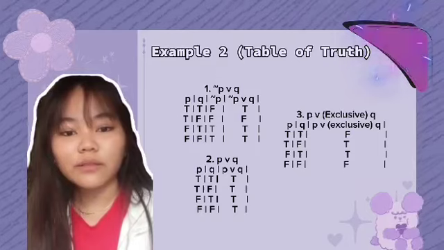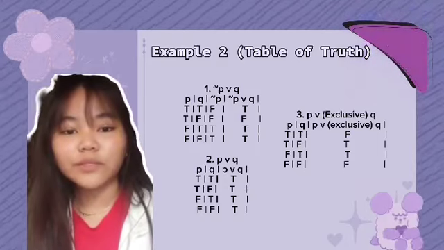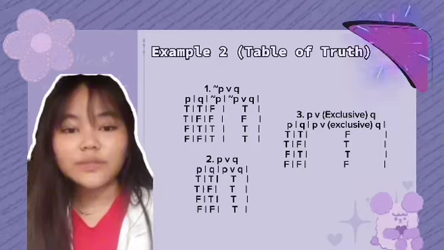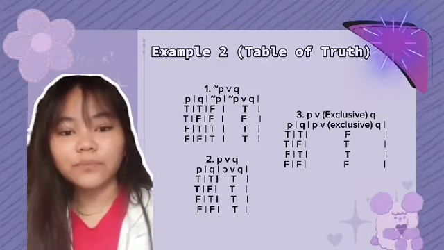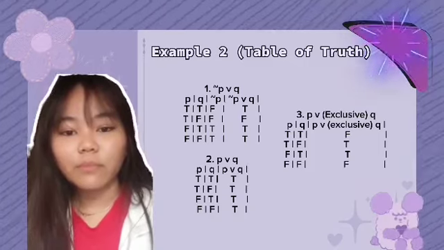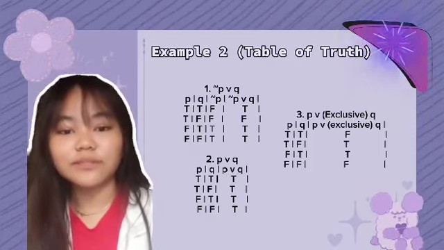Number 2. The truth table shows the following. When both P and Q are true, the expression is true because at least one part is true. When P is true and Q is false, the expression is true because P is true. When P is false and Q is true, the expression is true because Q is true. When both P and Q are false, the expression is false because neither part is true.